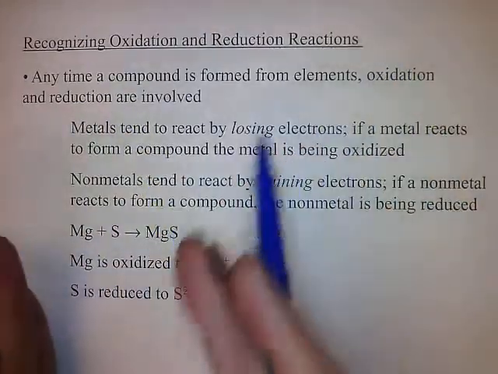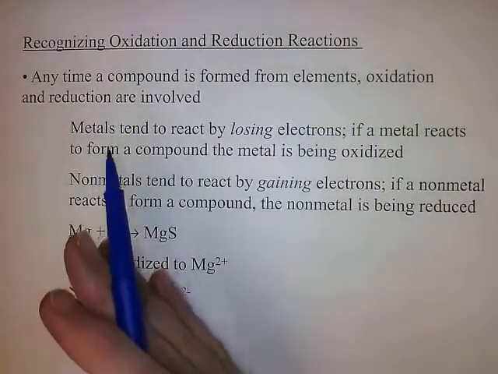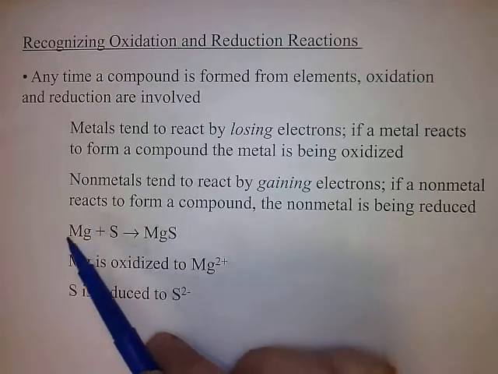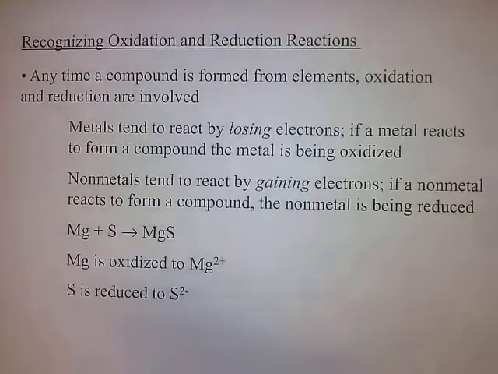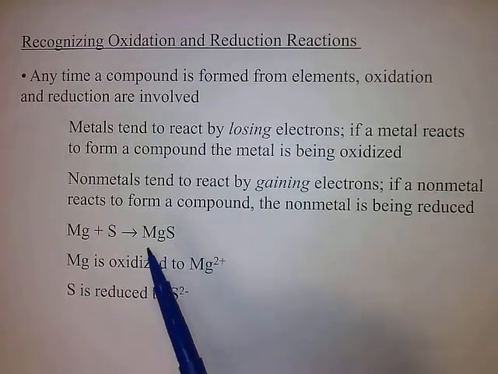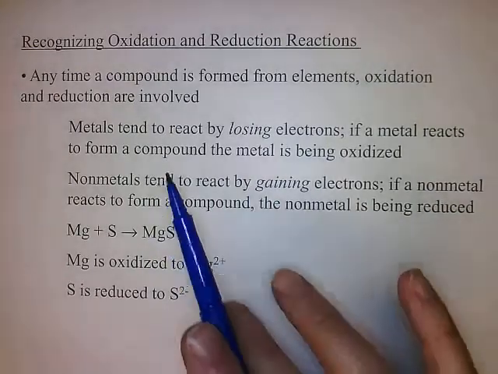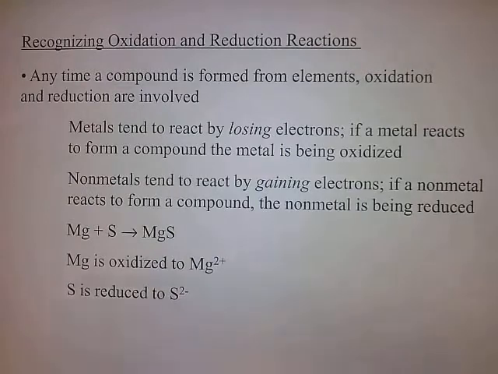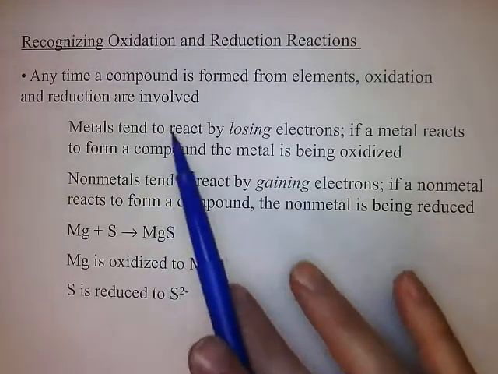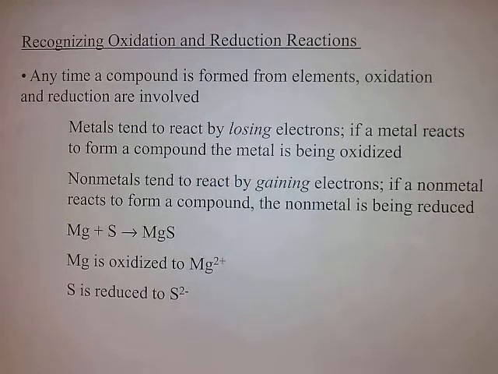So if you have elements on the left side of your equation, like this reaction, if you have elements on the left side and a compound on the right side, that's going to involve redox. All right. So remember that metals like to give up electrons and form positive ions. Metals tend to react by losing electrons, right?